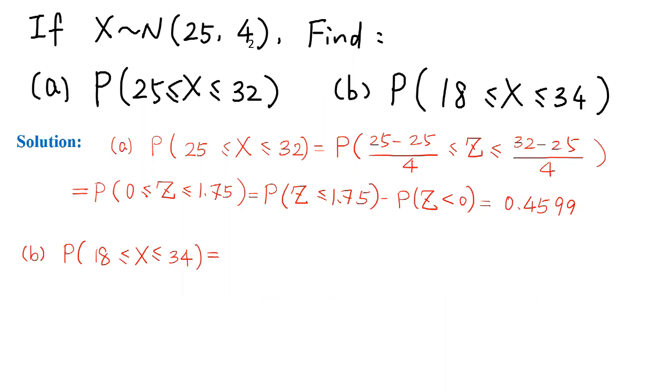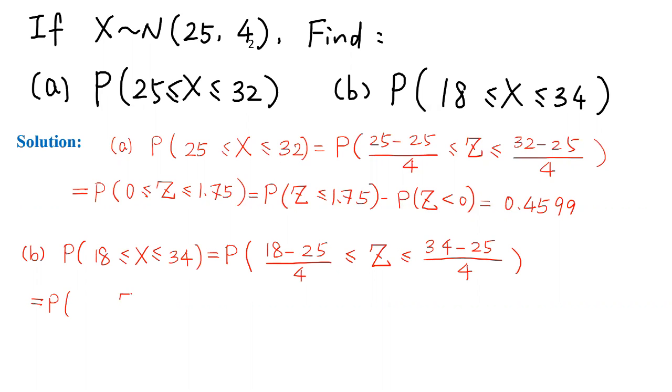Okay. Second question, probability of X is equal to or more than 18 and equal to or less than 34 can be converted to z equal to or more than (18 minus 25) divided by 4. Okay, right hand side we have (34 minus 25) divided by 4, which is z. Need to use a calculator here.